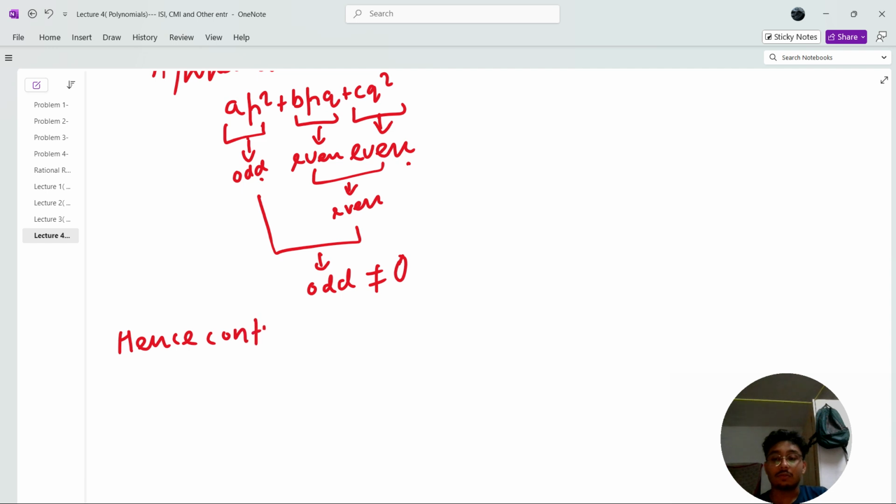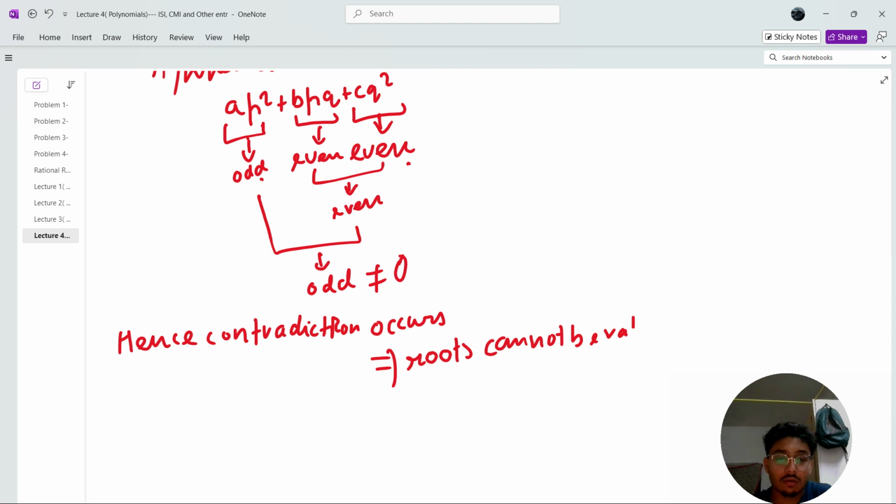Hence contradiction occurs. Roots cannot be rationals.